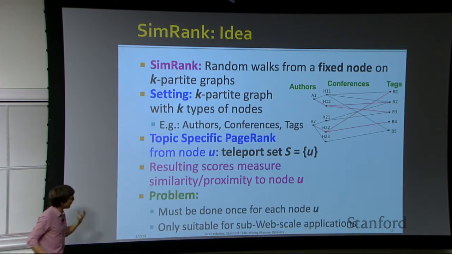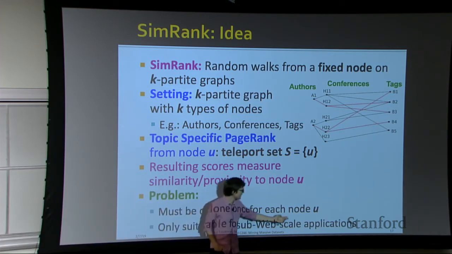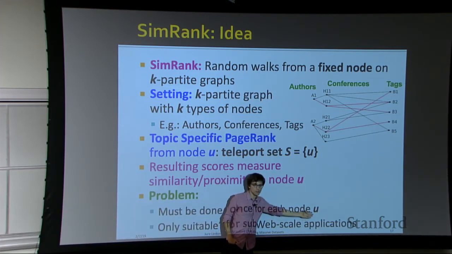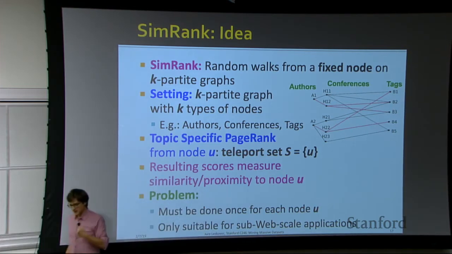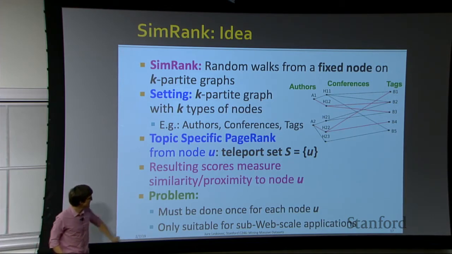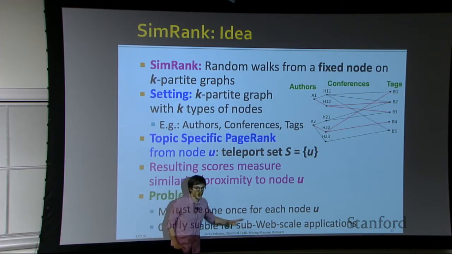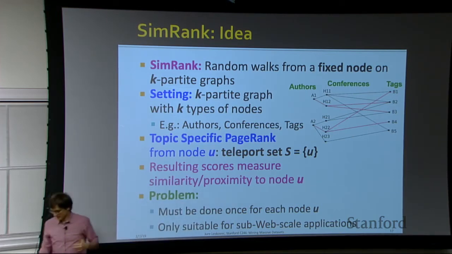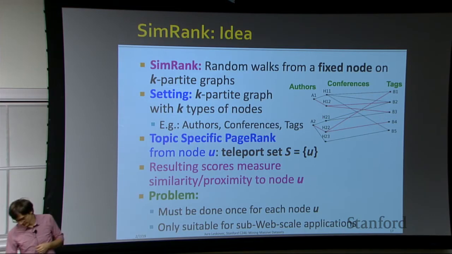Right? What are some problems with this? One problem is that if you want to pre-compute this, you have to do it once for every node, right? Because proximities from every starting node U to every other node will be different, right? So this is only suitable for, let's call them, sub-web scale applications, where you don't necessarily have the entire web graph with trillions of nodes.